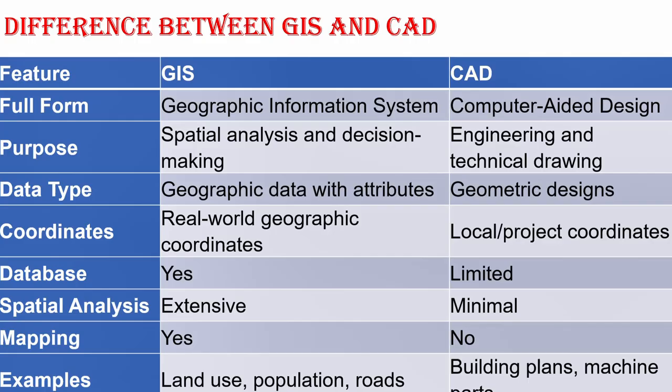The database of GIS is very wide, however, the CAD database is limited. The spatial analysis using GIS can be extensive, whereas in case of CAD, the spatial analysis is minimal. We can perform mapping with the help of GIS, however, CAD cannot provide mapping. Some examples: land use, population, roads, we generally study in GIS. On the other hand, the building plans, machine parts, etc. are the most suitable examples for CAD.